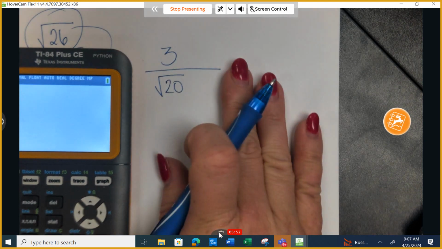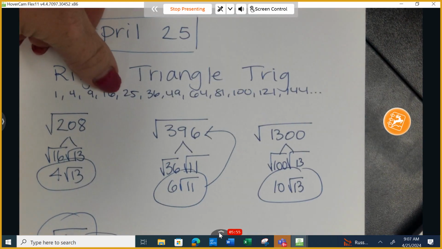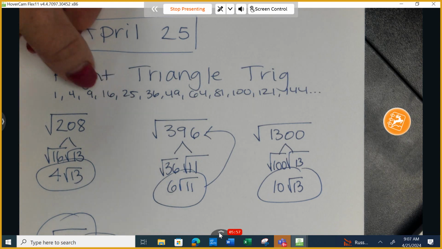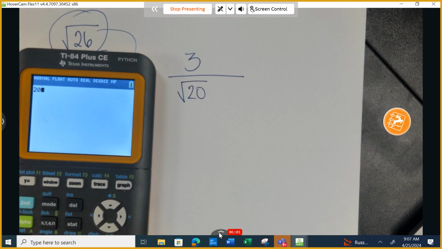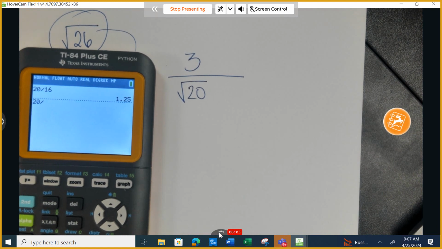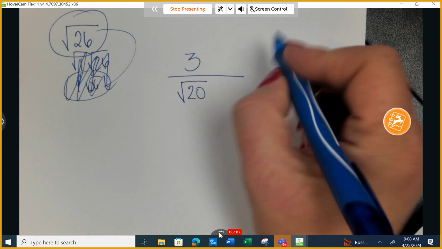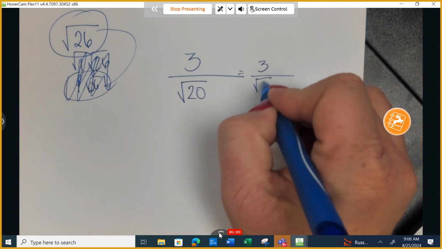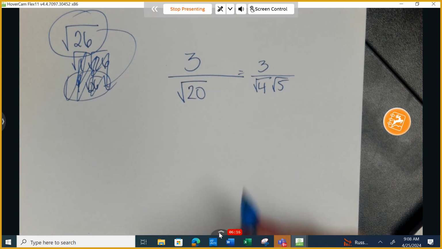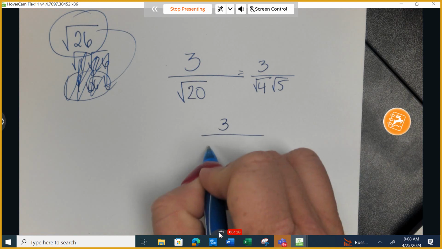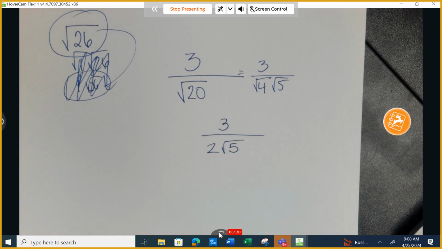I'm going to start and go, okay, here's the square root of 20, right there. I'm going to divide it by 16, 9, and 4 and see if any one of those values divides nicely. Divided by 16, no. Divided by 9, no. Divided by 4, hey, that works. So I'm going to break this into 3 over the square root of 4 times the square root of 5. Now I know the square root of 4 is 2. So I have 3 over 2 square roots of 5.